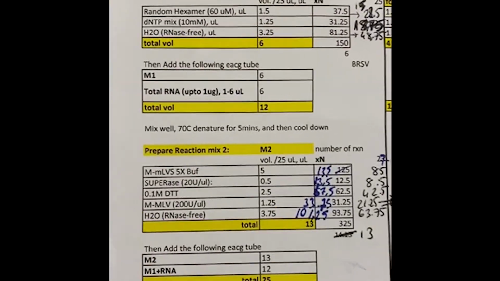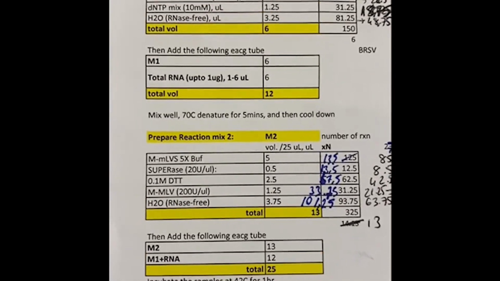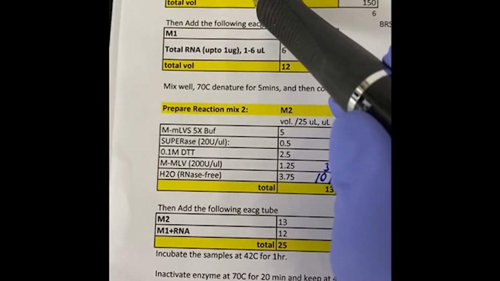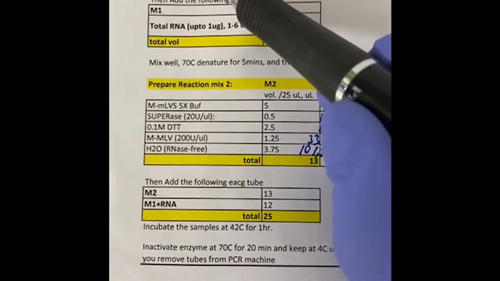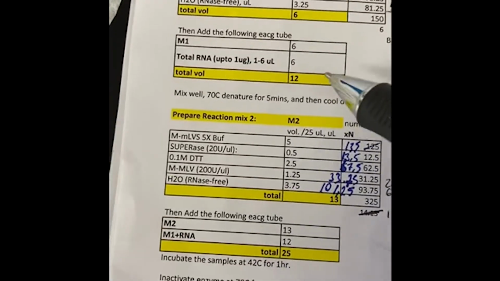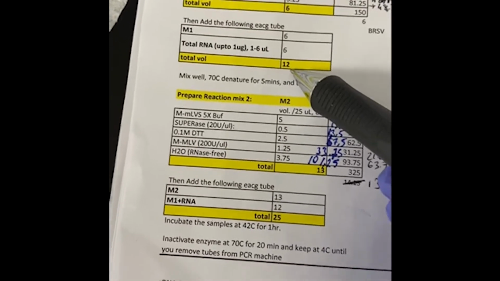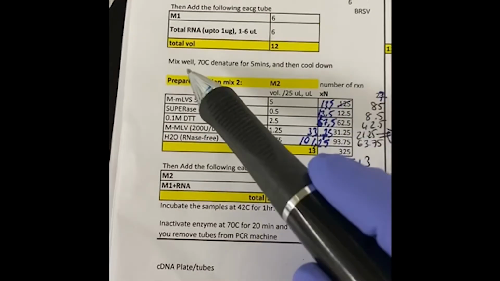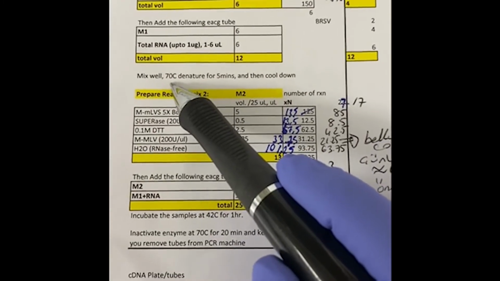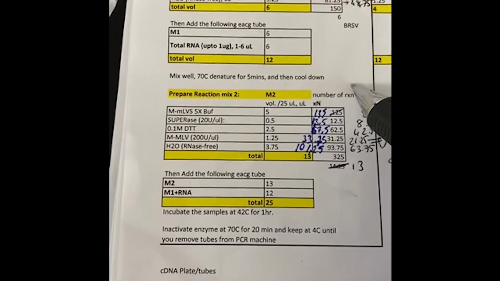In the first step, I'm going to make a reaction mixture. I'm going to call it master mix 1 here, you see, and I will use random hexamers, dNTP mixtures and water, and then I add 6 microliter into each tube, and then I will add another 6 microliter of the RNA, so total volume will be 12 microliter in each tube. And then I mix it, and then I will do 70 Celsius degree to denature my RNA for 5 minutes, and then I'm gonna cool it down.